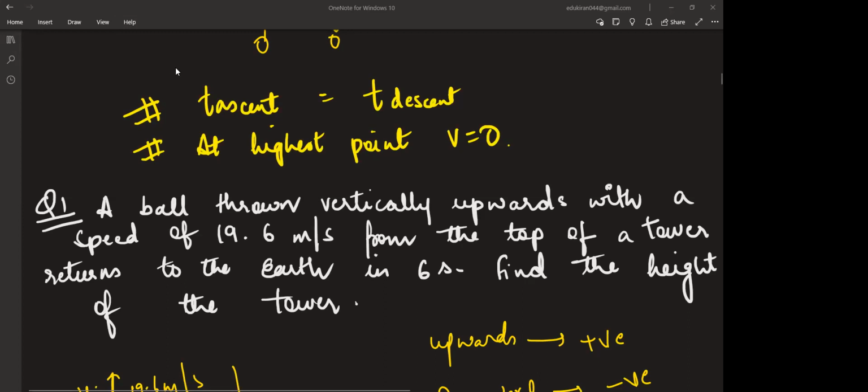And your velocity keeps on changing. At the highest point, it is 0. So when the body is going up, velocity will decrease, decrease, decrease, and reach 0. And when it comes downwards, it will increase, increase, increase, and reach whatever its value is there. So it's not like your velocity is remaining constant. Velocity's value will keep on changing. But you have to remember that at the highest point, this would be 0.